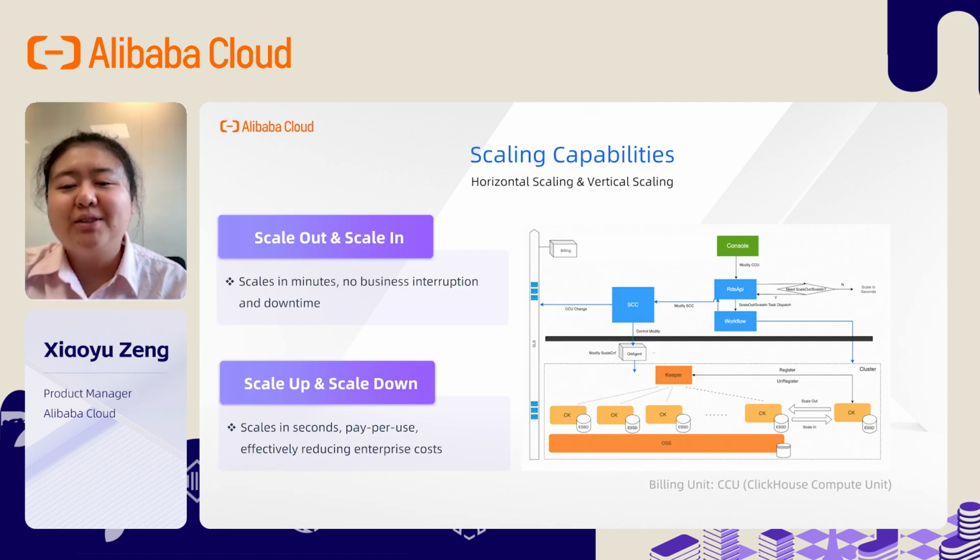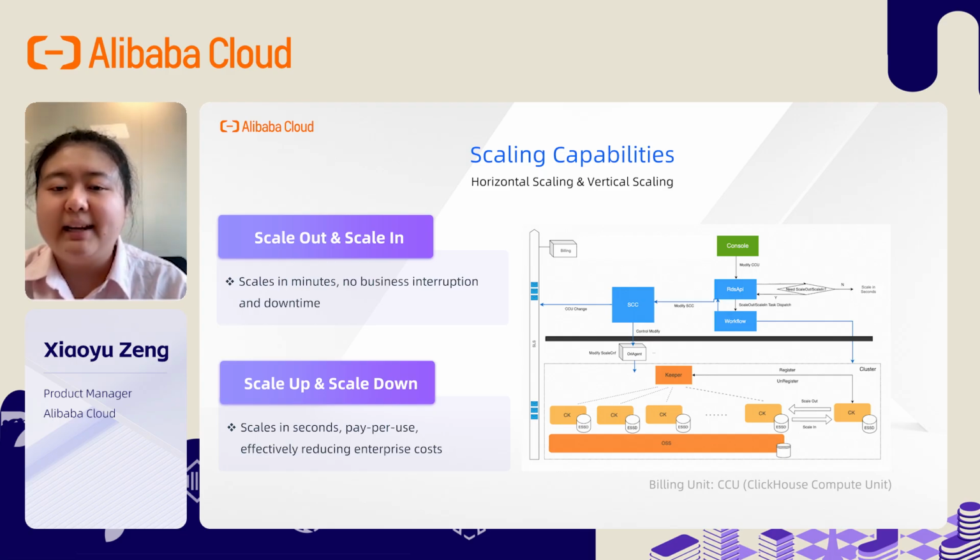Benefit from the compute storage separation architecture, the horizontal scaling on cloud can add nodes in minutes without downtime or data migration, no more business interruptions. As for the vertical scaling, the serverless feature provides dynamic scaling capabilities to ClickHouse clusters, which means each node can scale up automatically within seconds to handle sudden increase in workload without affecting business operations, or scale down to save costs when workloads decrease without manual operations.